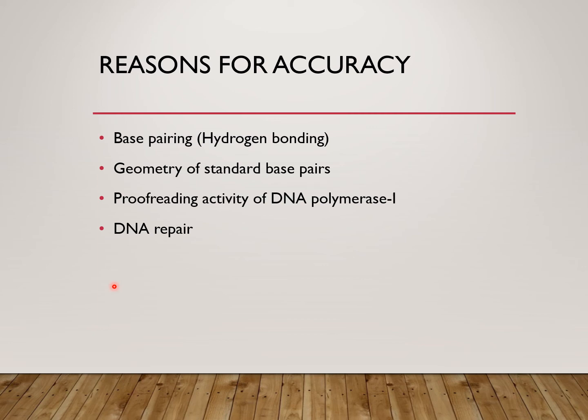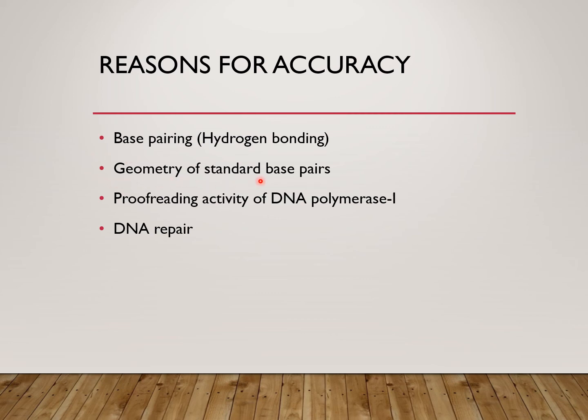The first reason is obviously the Watson and Crick model, which has already explained that the DNA polymerase ensures that whatever nucleotides are added are based on base pairing, that is hydrogen bonding. That is, A will only attach to T and G will only attach to C, and the reference is taken from the template strand. So there is no chance of going wrong.